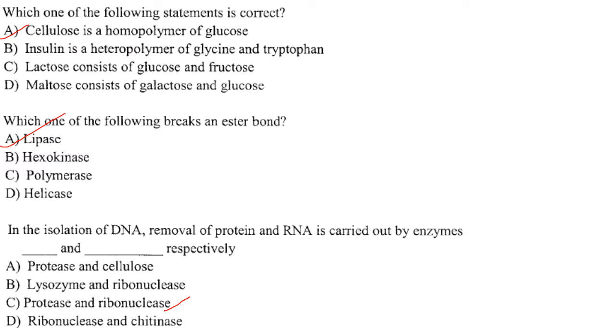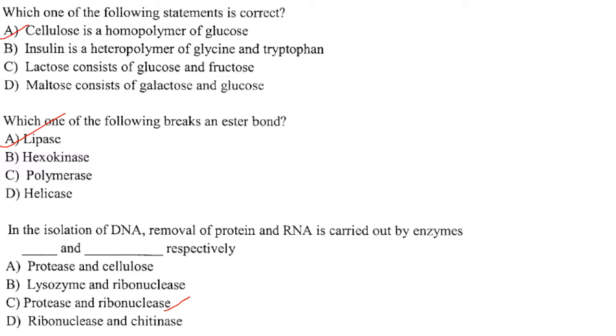Then lactose consists of glucose and fructose. Lactose consists of glucose and galactose. Then maltose consists of galactose and glucose. Maltose consists of 2 glucose units. So cellulose is a homopolymer of glucose. That is the answer. That is the statement that is correct.